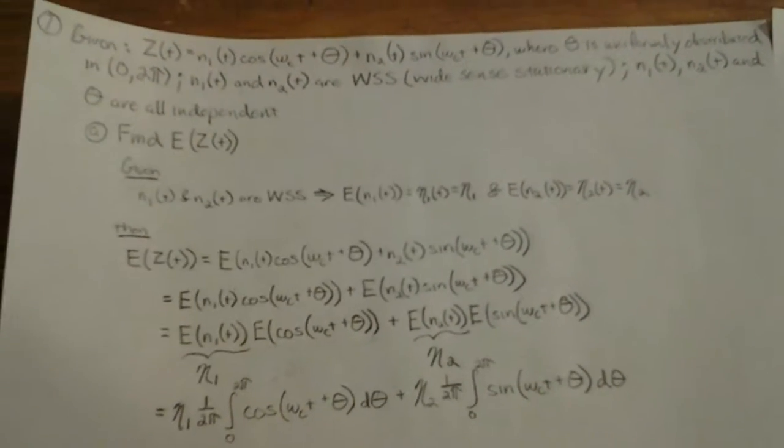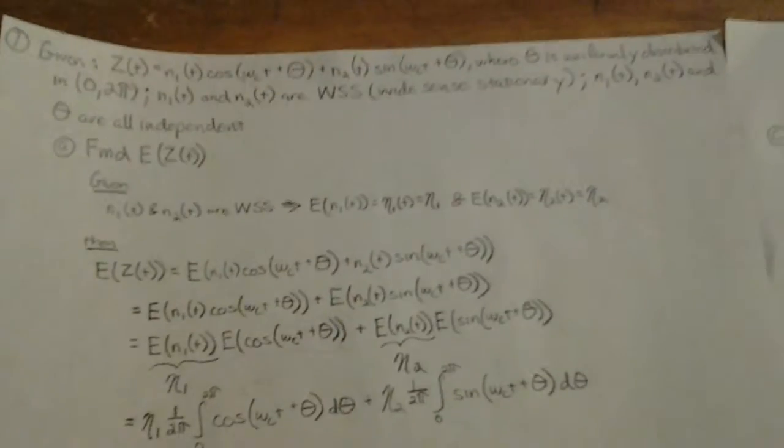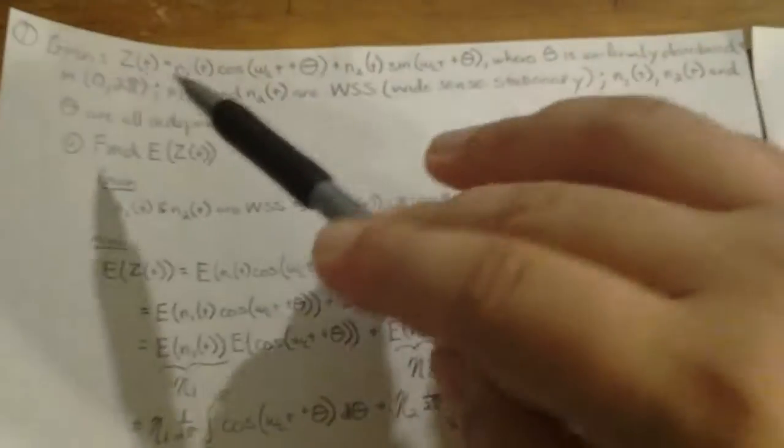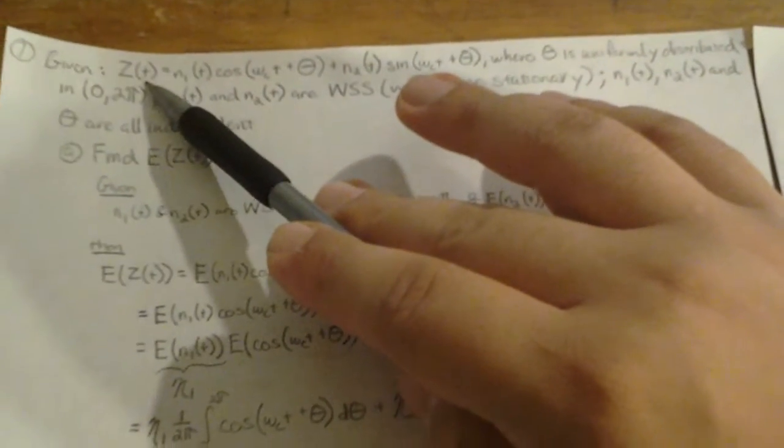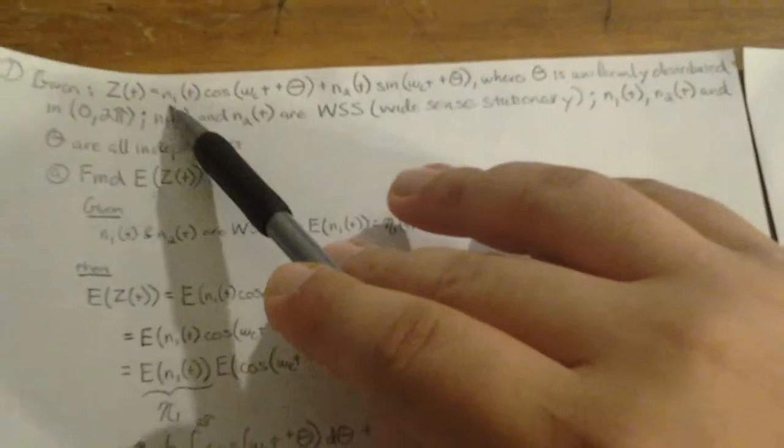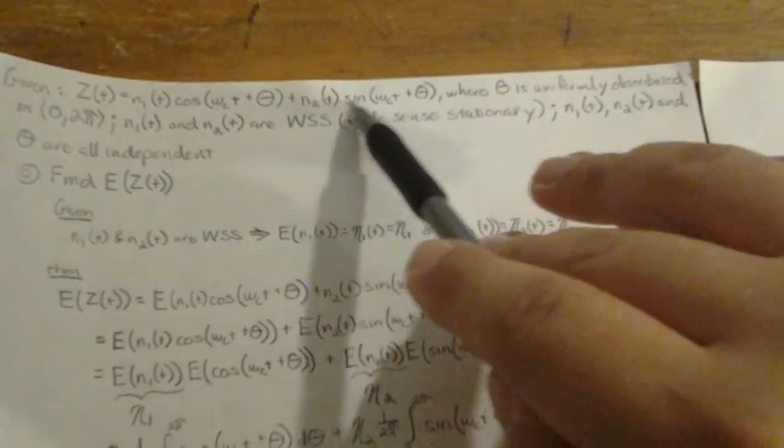Today we're going to be looking at problem number 7 of homework number 7. Problem number 7 starts by giving us this z function, which is written as this long function.